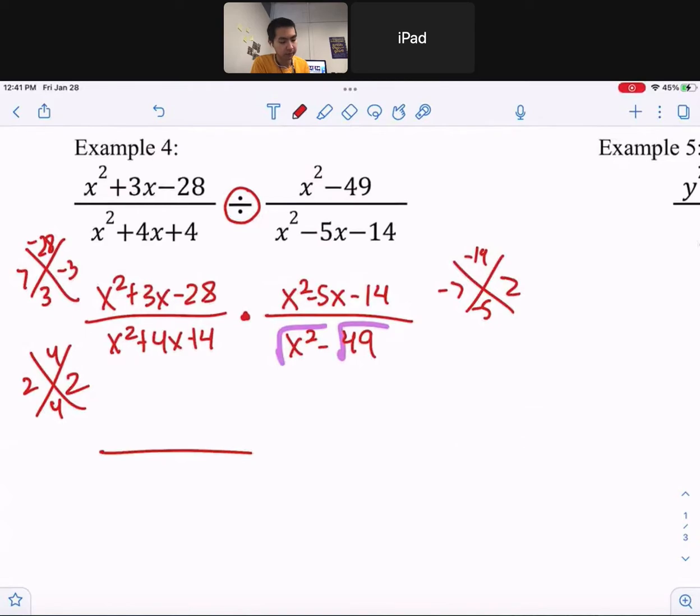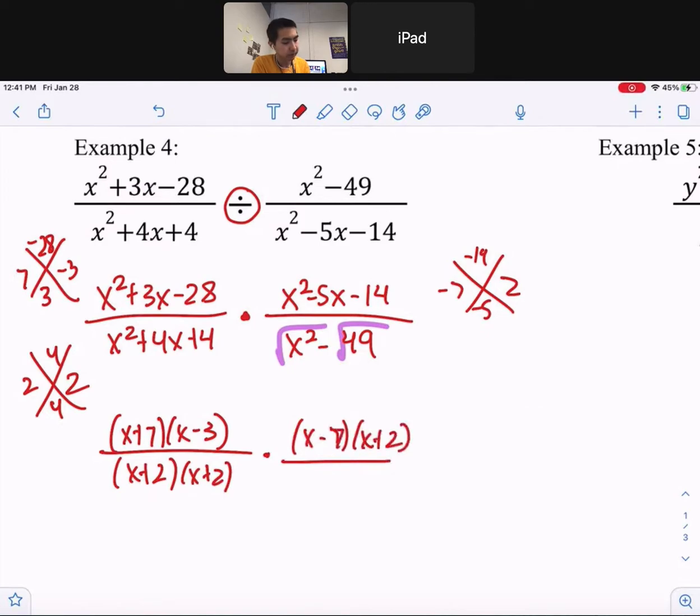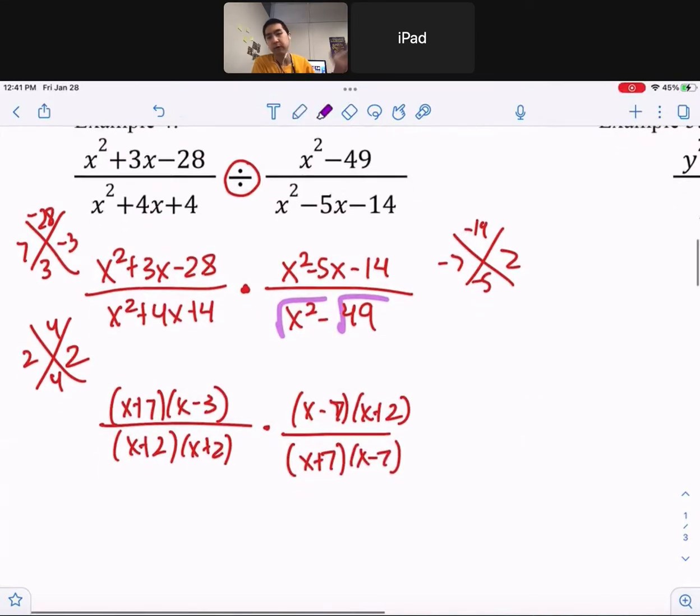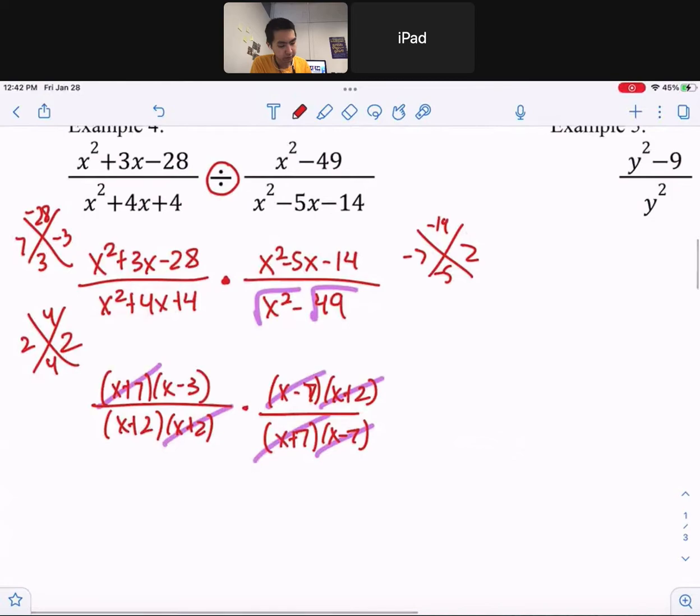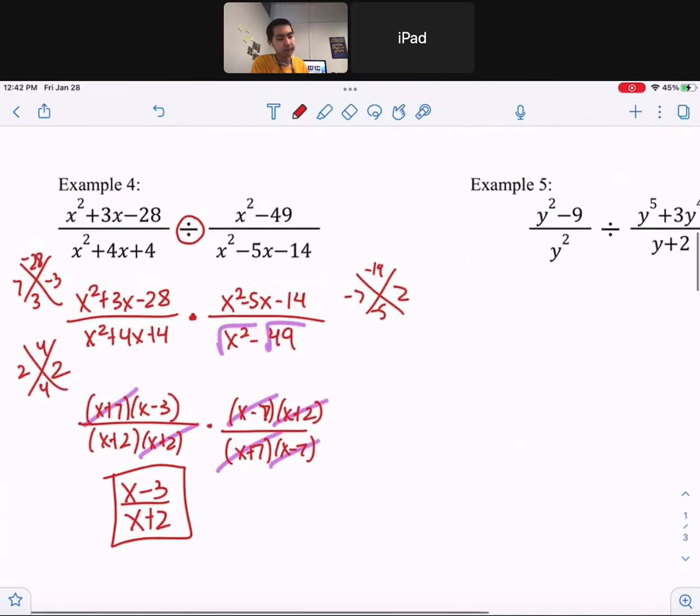So let's execute it, right? Up top, x plus 7, x minus 3. Down low, x plus 2, x plus 2. Up top, x minus 7 times x plus 2. Down low, x plus 7 times x minus 7. Cancel, right? We factored everything, now cancel. 1 for 1, x plus 7, x plus 7. X minus 7, x minus 7. X plus 2, x plus 2. So all that leaves you guys is x minus 3 all over x plus 2. Okay, so there's that one.